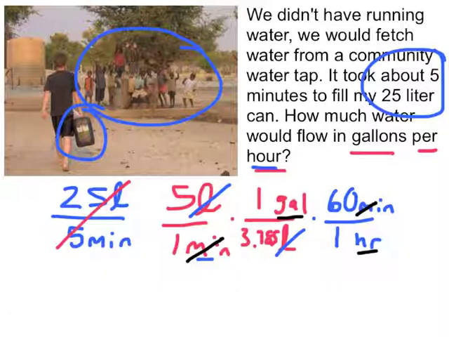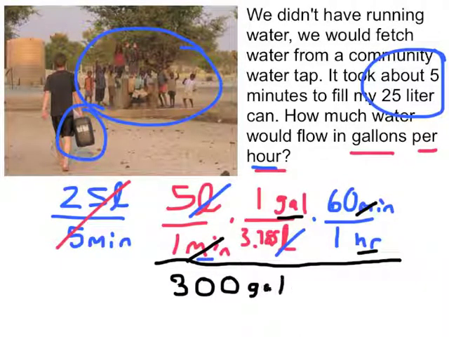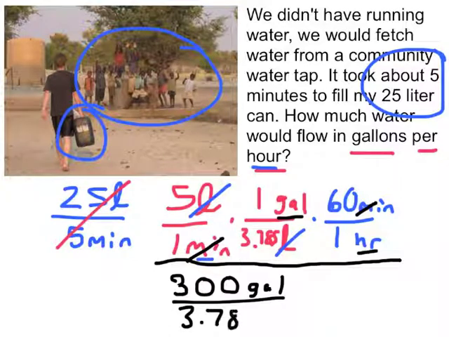Now we need to finish by multiplying all three of these ratios. 5 times 1 times 60 is 300 gallons over 1 times 3 and 785 thousandths times 1. Well, anything times 1 stays the same, times 1 again stays the same. So it's still going to be 3 and 785 thousandths of an hour.